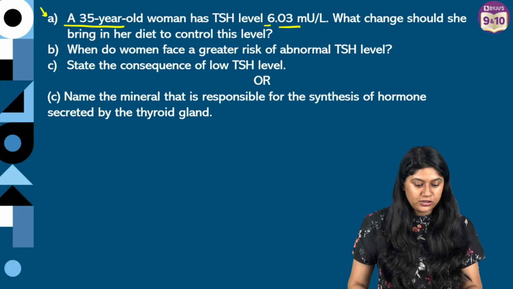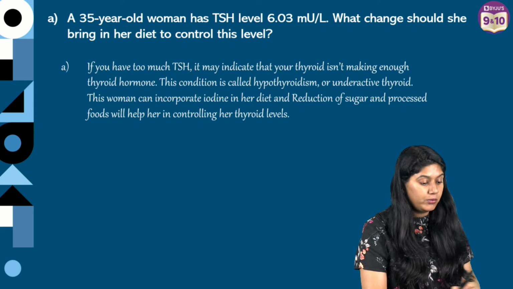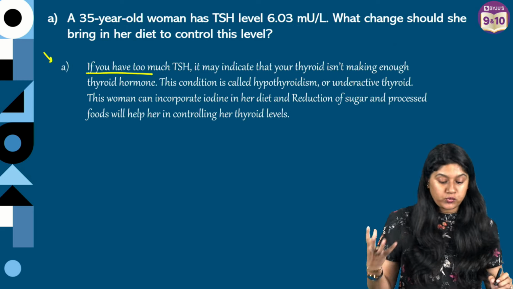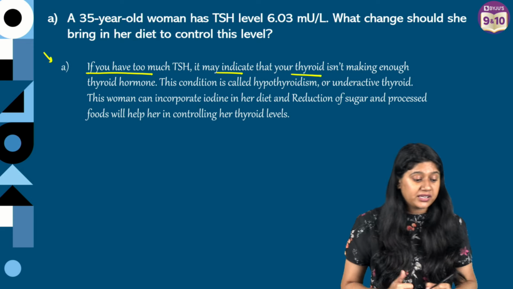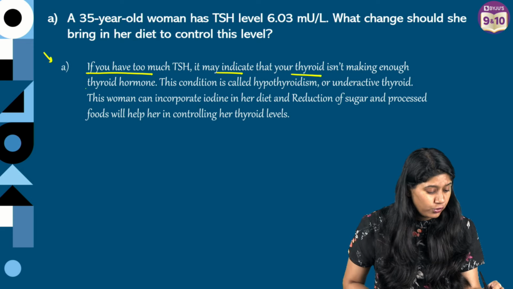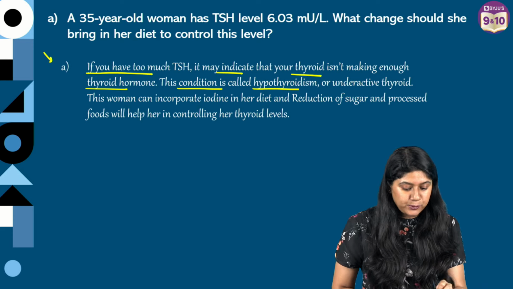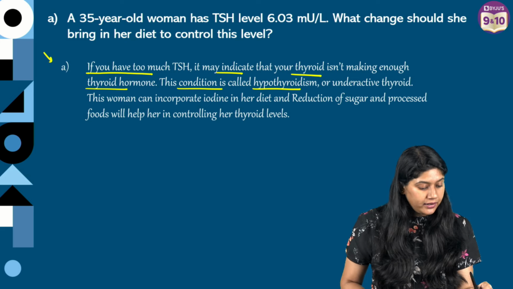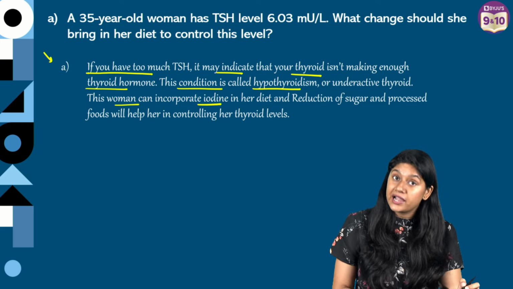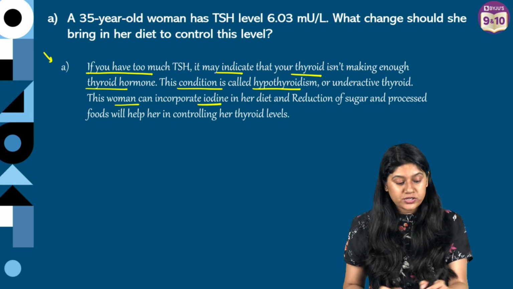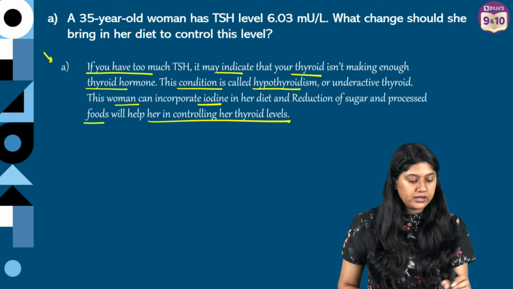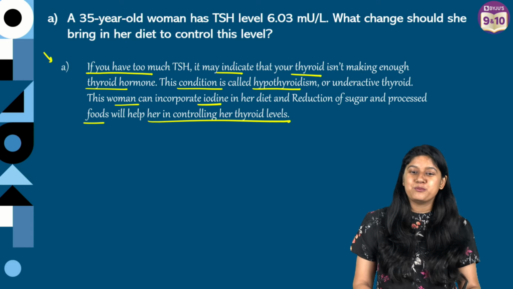Yes, so let's take a look over here. Now we'll be finding the answer. For example, if we have too much TSH, what will happen? It will indicate that your thyroid isn't making enough thyroid hormone, right? This condition is called hypothyroidism or underactive thyroid. And the woman can incorporate iodine in her diet. Reduction of sugar is very important, and the reduction of processed food will also help in controlling her thyroid level. So this is very, very important.